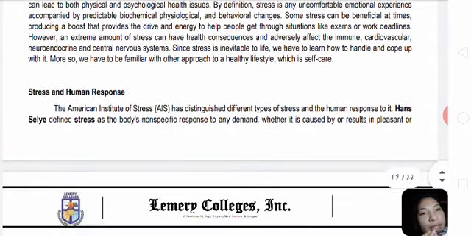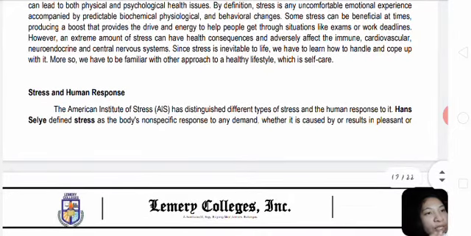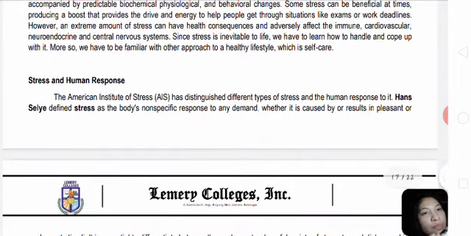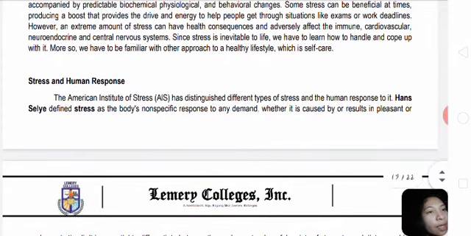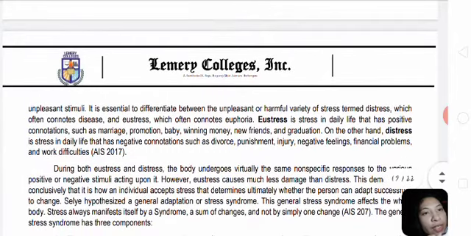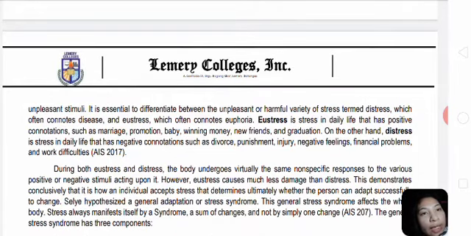Stress and human response. The American Institute of Stress, or AIS, has distinguished different types of stress and human response to it. Hans Selye defined stress as the body's non-specific response to any demand, whether it is caused by or results in pleasant or unpleasant stimuli. It is essential to differentiate between the unpleasant or harmful variety of stress, termed distress, which often connotes disease, and eustress, which often connotes euphoria.